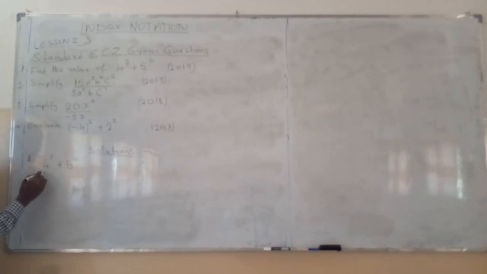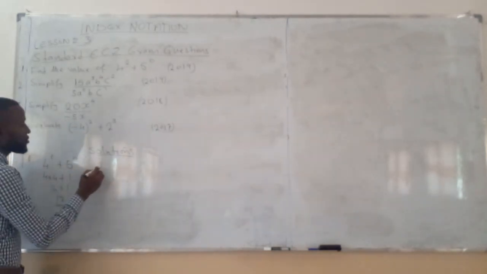So this simply means 4 times 4 plus 5 raised to power 0. Any number raised to power 0, according to the zero index, is equal to what? 1. Okay, good. What is 4 times 4? 4 times 4 is equal to 16, plus 1 equals 17. Hence, we have worked the first question. So this is how we work question number 1. It's very simple when you know the laws of indices.